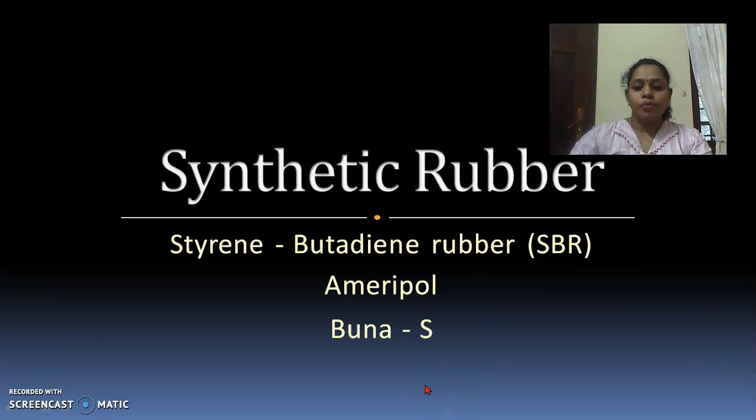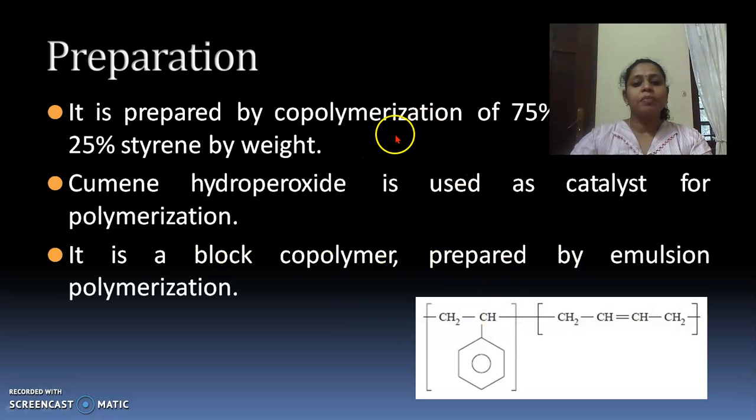Now coming to synthetic rubber. Apart from natural rubber, we cannot go for many applications with natural rubber, so we go for synthetic rubber. One example is styrene butadiene rubber, otherwise known as Ameripol or Buna S. It is prepared by the copolymerization of styrene and butadiene. We take 75% butadiene and 25% styrene. It is a copolymer.